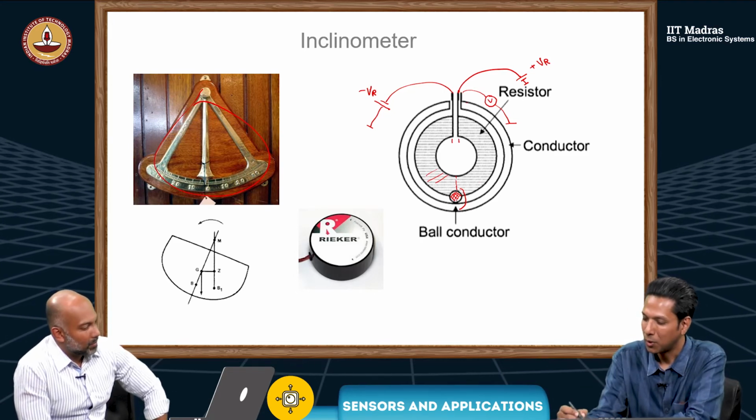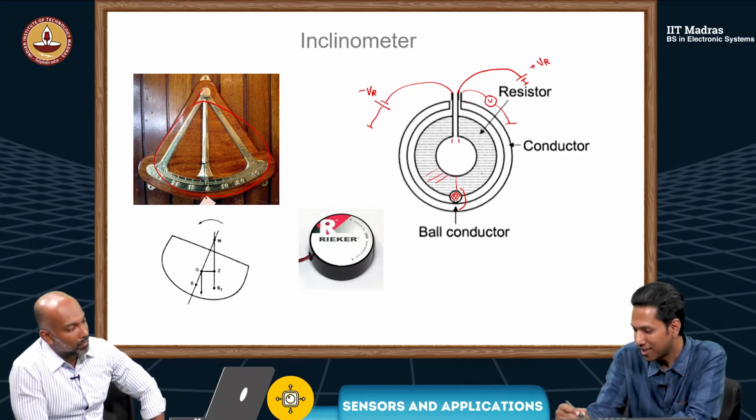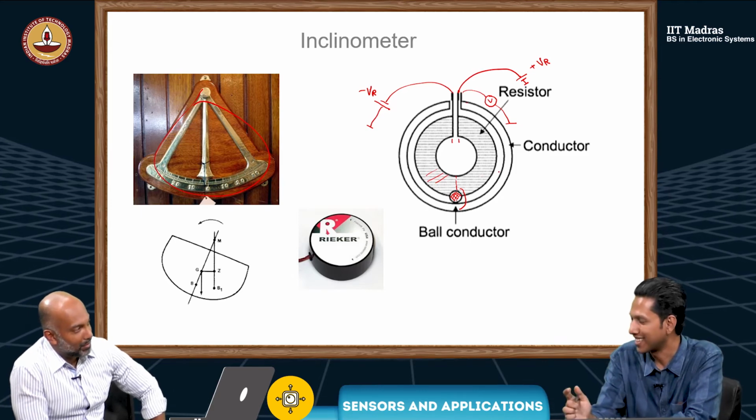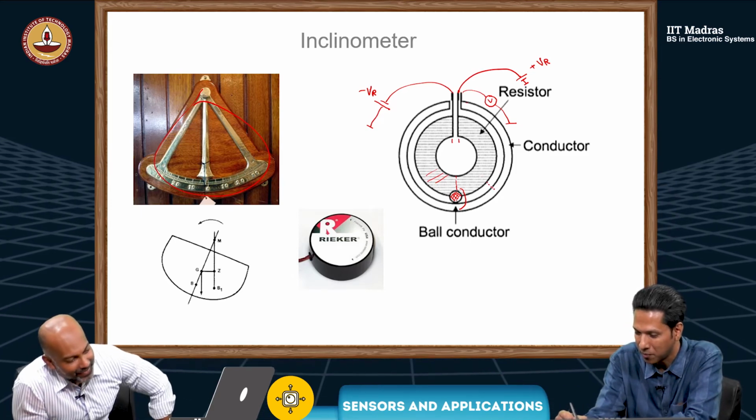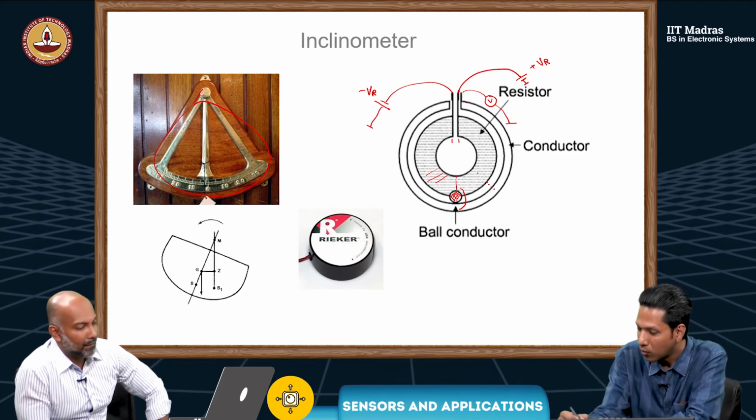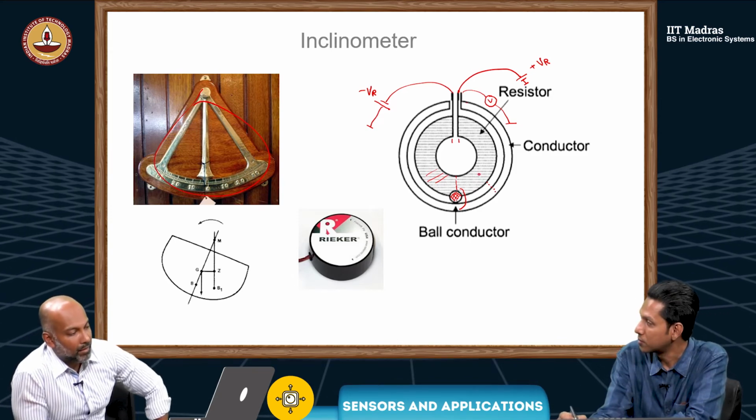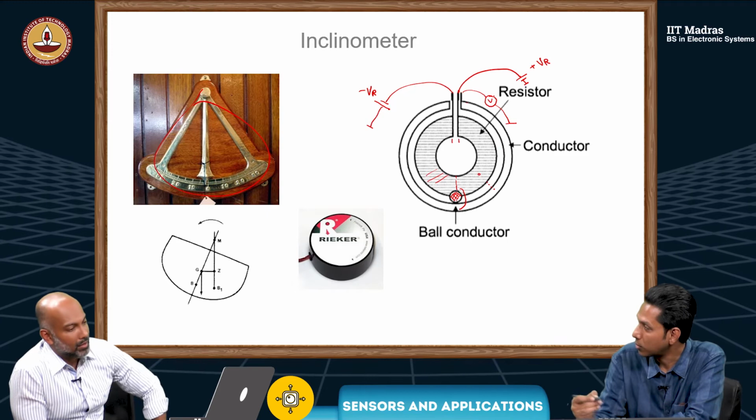So for now, let's say I cannot rotate the structure. Let's say the ball is somewhere here. That means the corresponding voltage I will get here will be measured by this.